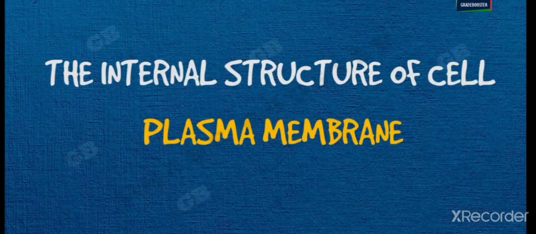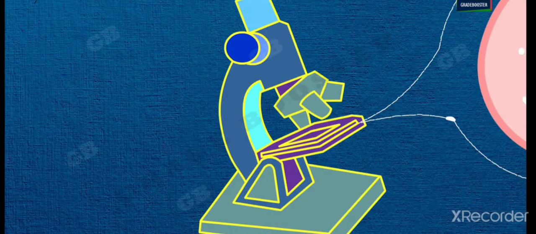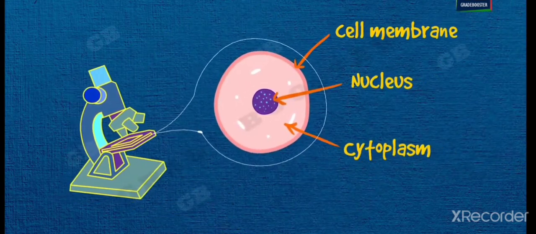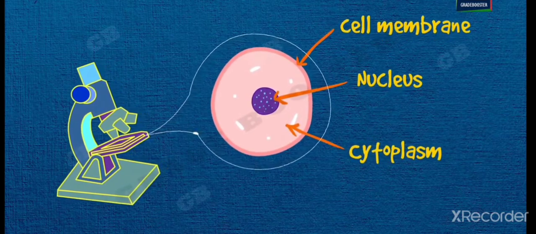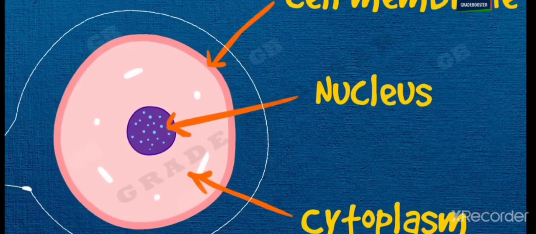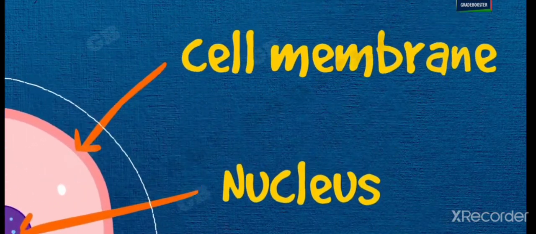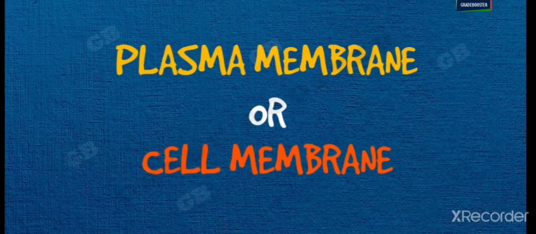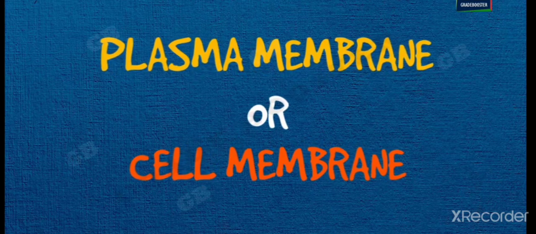Dear students, today we will discuss the internal structure of the cell. If we observe a cell under a microscope, we will find some important parts. They are the cell membrane, nucleus and cytoplasm. In this video, we will discuss the cell membrane, or plasma membrane. So, let us discuss the plasma membrane or cell membrane.